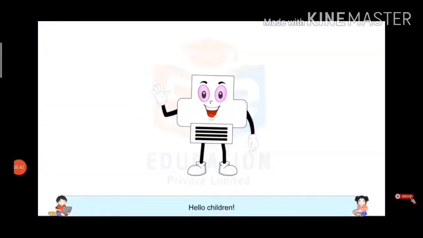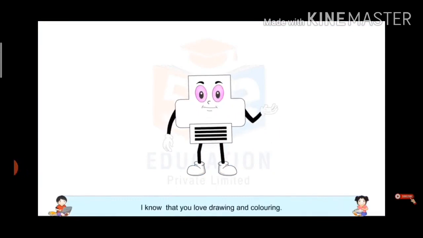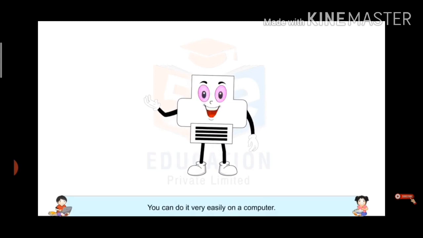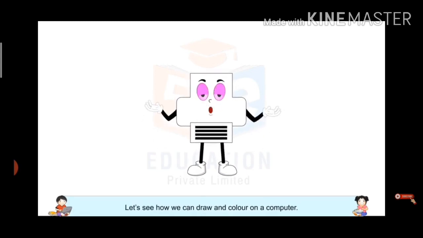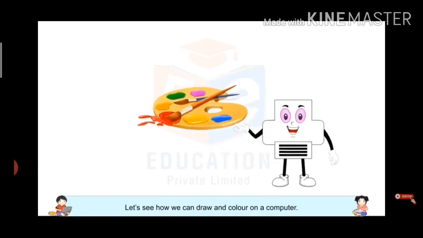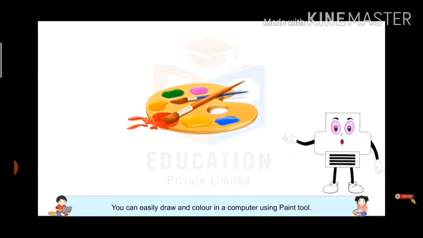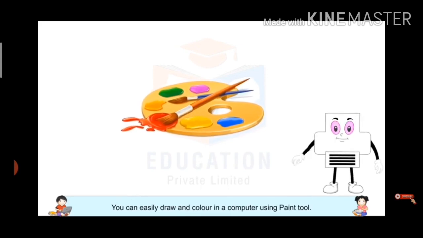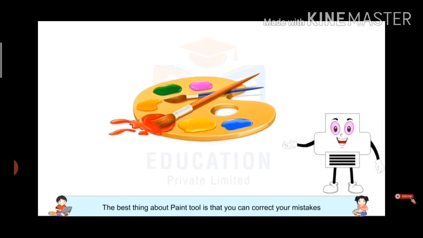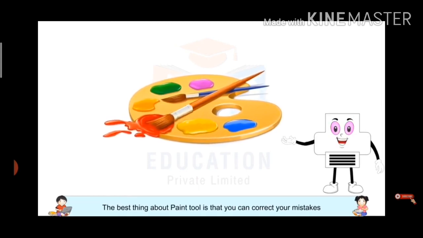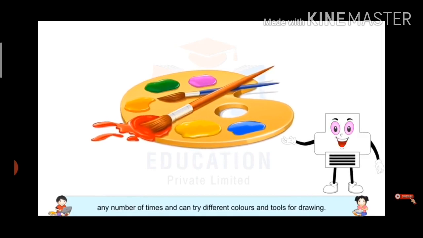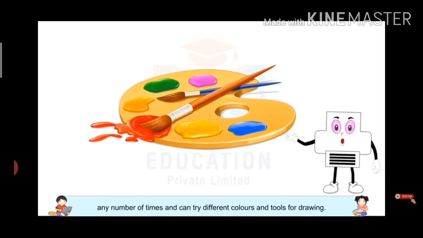Paint. Hello children, I know that you love drawing and coloring. You can do it very easily on a computer. Let's see how we can draw and color on a computer. You can easily draw and color on a computer using the Paint tool. The best thing about the Paint tool is that you can correct your mistakes any number of times and can try different colors and tools for drawing.